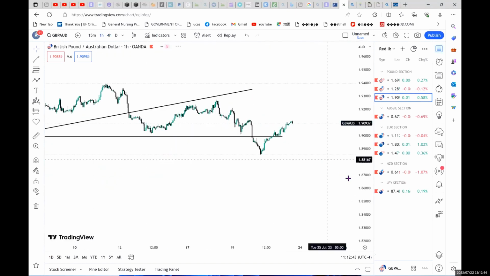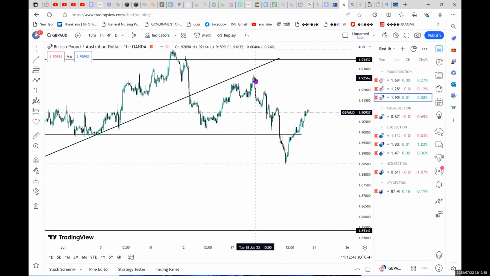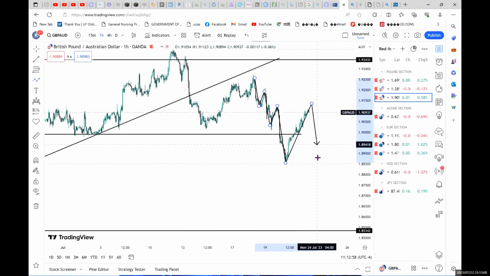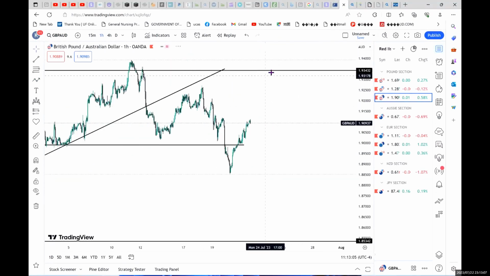Let's check the 1H time frame. As you can see, price is creating lower highs, lower lows, lower highs, lower lows, and price is back up here at this lower high, and we can see a drop from that level. Or if price wants to continue going back up all the way up here at the highs, we need to see something like this.